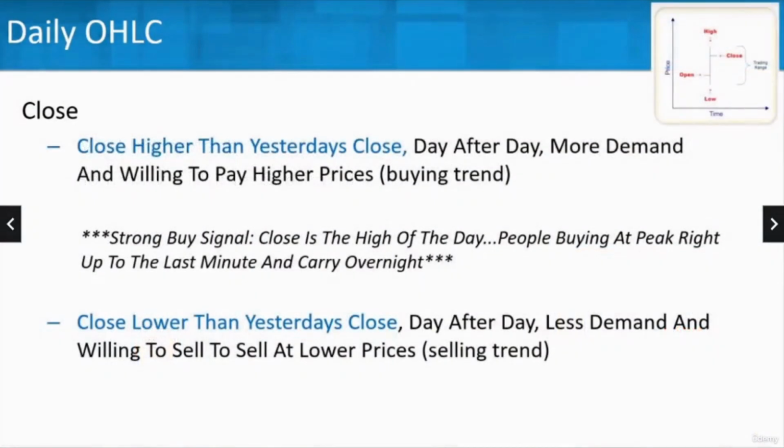Now we want to see, well, how can we use this in a simple price bar? If the close is higher than yesterday's close, so it closed here yesterday, and today it closed at this, and then what might be happening for tomorrow? If they're closing higher day after day, that means there's more demand for that particular security, and people are willing to pay higher prices for it. So that's pushing the security up, and that would indicate really kind of a good buying trend, right? Because the closes keep going higher.